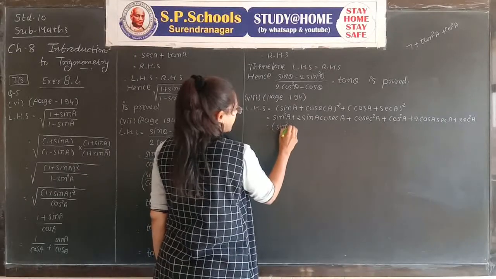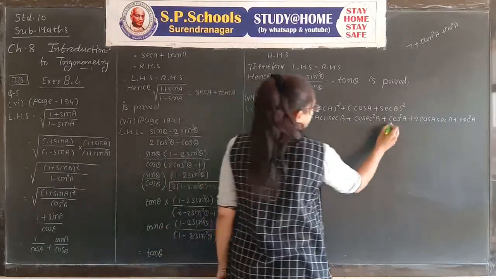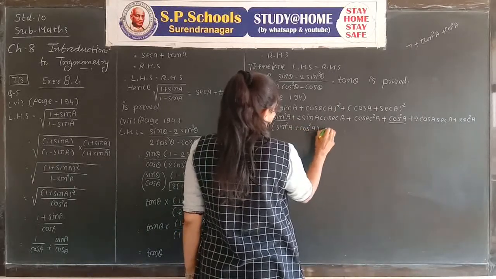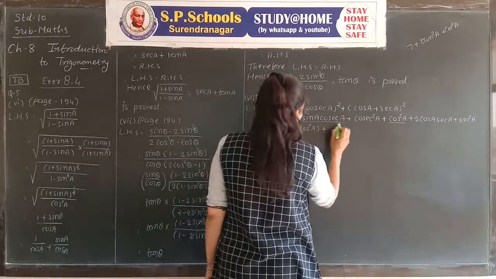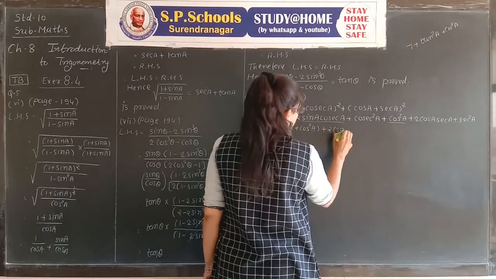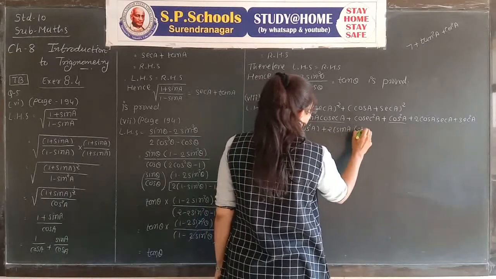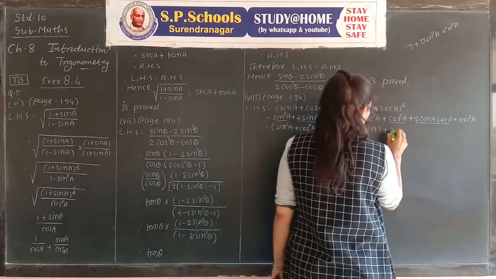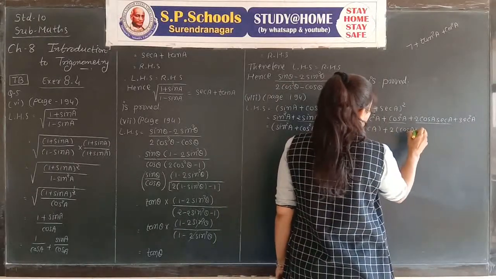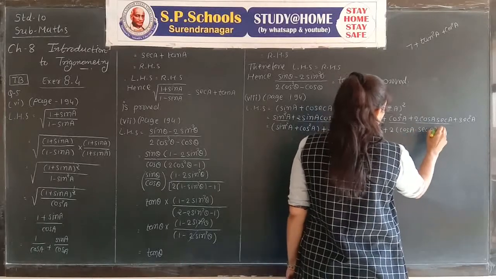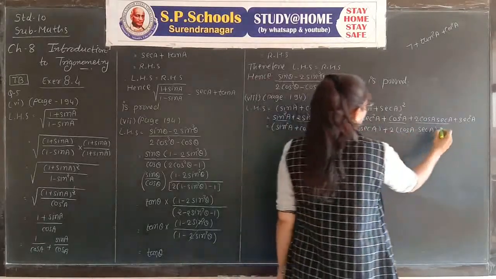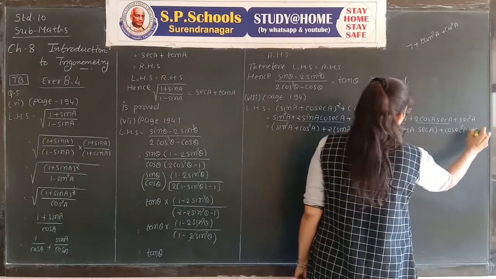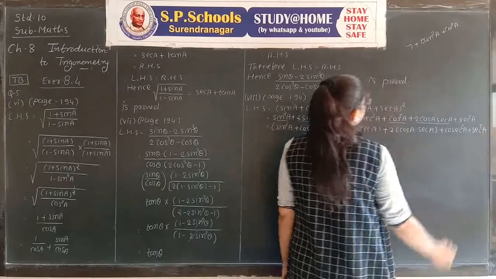First is sin square A with cos square A, plus 2 sin A into cosec A, plus 2 cos A into sec A, and the remaining 2 are cosec square A plus sec square A.